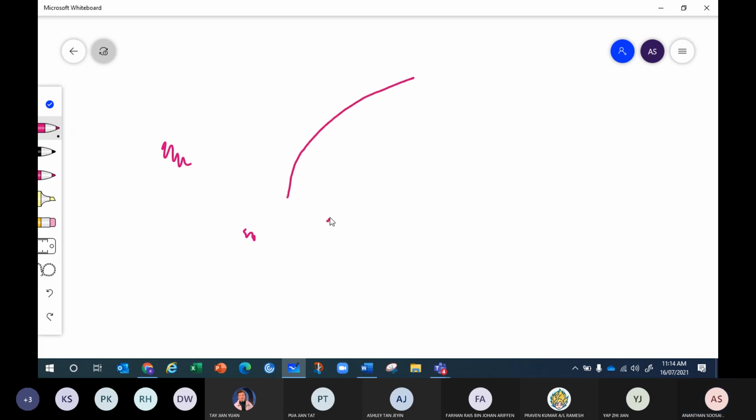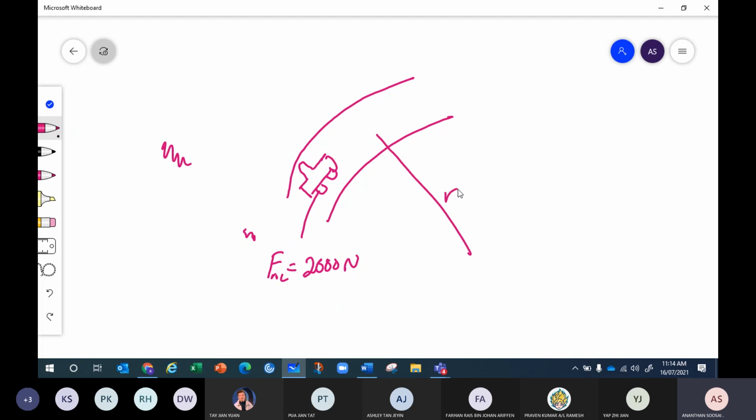So you are driving. Let's say you have a car and you bought a new tire. You just fixed the new tire on the car. The car tire can withstand a friction of, let's say, 2000 Newton, and you drive through a curvature with a radius of 20 meter. It's not a complete circle. The curvature is a part of a circle.